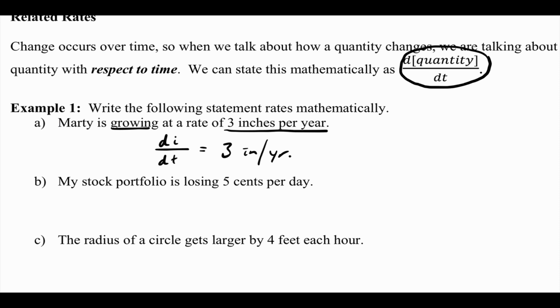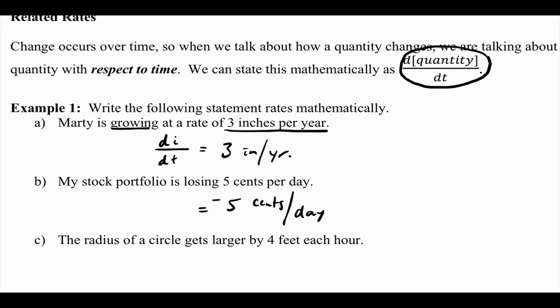Okay, so my stock portfolio is losing 5 cents per day. So what is the actual rate? 5 cents per day, right? So we could say 5 cents per day, or you can say $0.05 per day. Either one is okay. Is it a positive 5 or is it a negative 5? Negative 5, good.